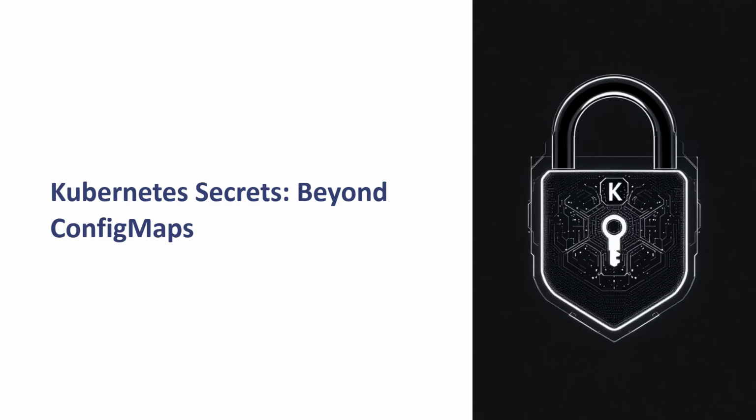If you have been following my Kubernetes series, this video is built directly on top of config maps only. So if you missed that one, check that out after this. Today is all about secrets, how they differ from config maps, how to create them, and most importantly, how to use them in pods safely.